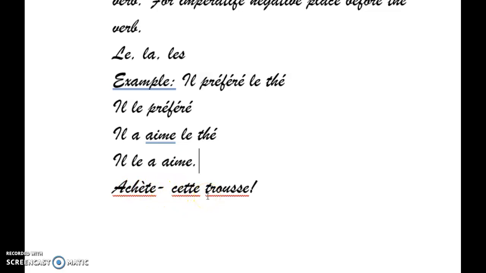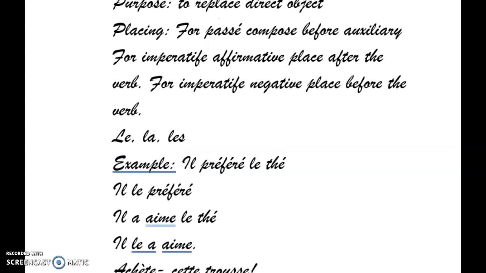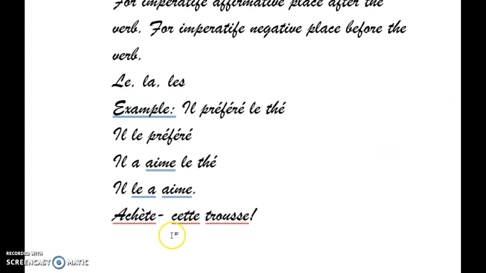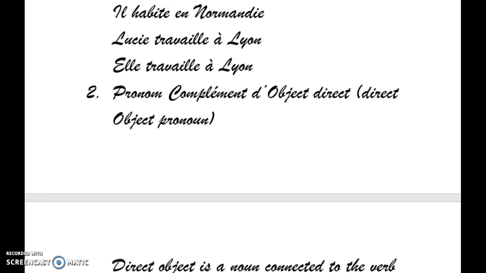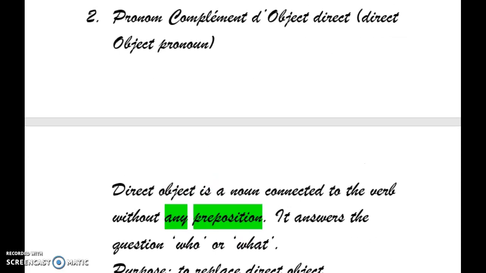Achète cette trousse. Can you tell me what the direct object is in this? That's correct. It's cette trousse. Cette is not a preposition if you guessed it wrong. So how will we write this? Remember, we said for imperative affirmative, place after the verb. So the verb here is acheter. So we will write acheter as it is, and cette trousse is feminine, so we will write la. And that's how you do le pronom objet direct.